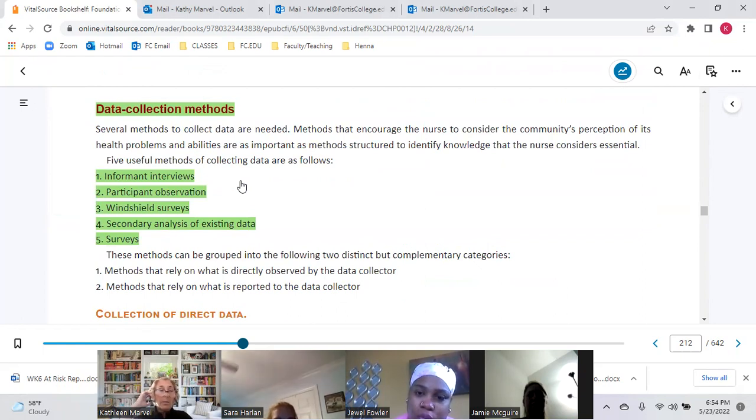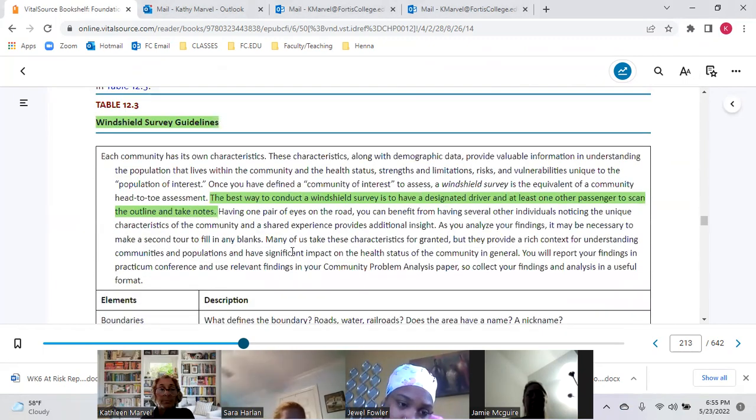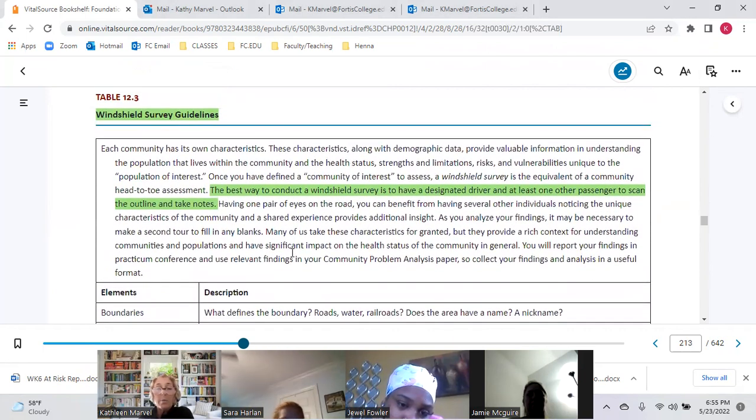Okay, and then here's some data collection methods that we may need to use. Informant interviews, participant observation, windshield surveys. And then here is a nice table. 12.3 is a great description of what a windshield survey is. The most important tool you will have with regards to a community assessment is your windshield survey. Okay. What is a windshield survey?